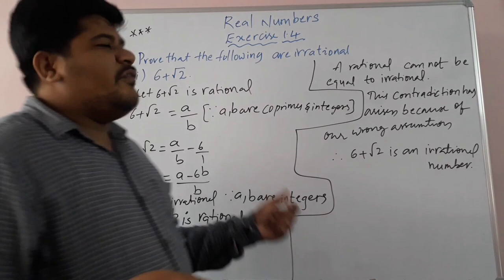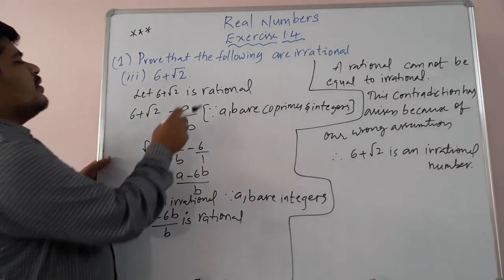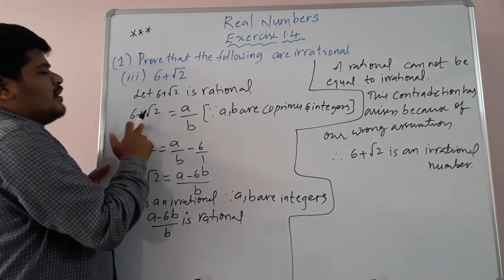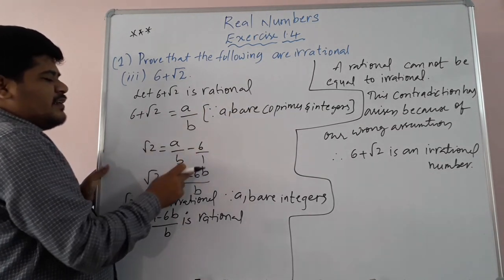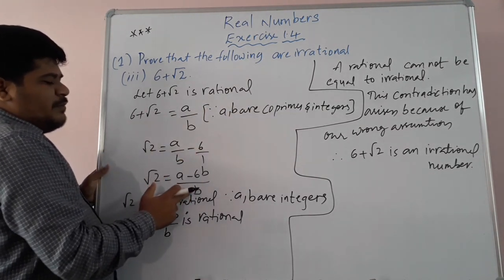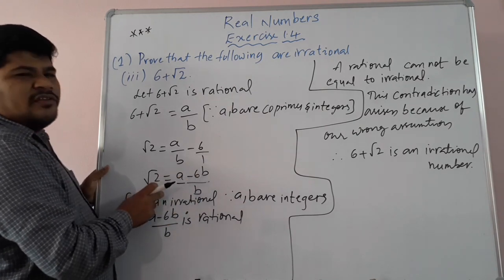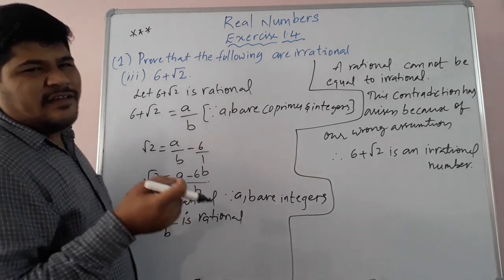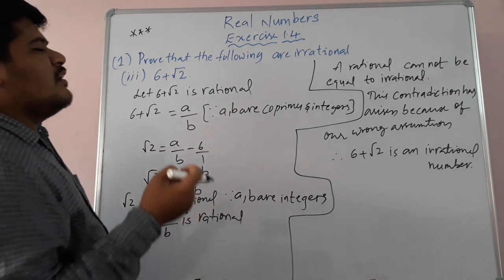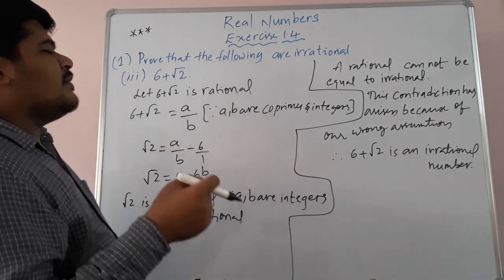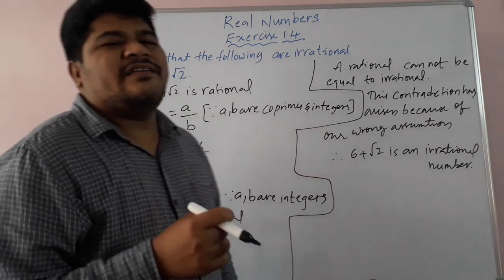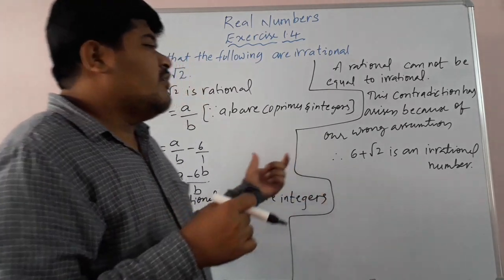So what we did here: we assumed it as rational, and wrote it in the form of a by b, where these are co-primes and integers. 6 transposed to the other side, minus 6, taken LCM, a minus 6b by b came. This is rational, root 2 is irrational. A rational cannot be equal to an irrational. This contradiction has arisen because of our wrong assumption. Therefore, 6 plus root 2 is an irrational number. In this way, we will solve this problem.